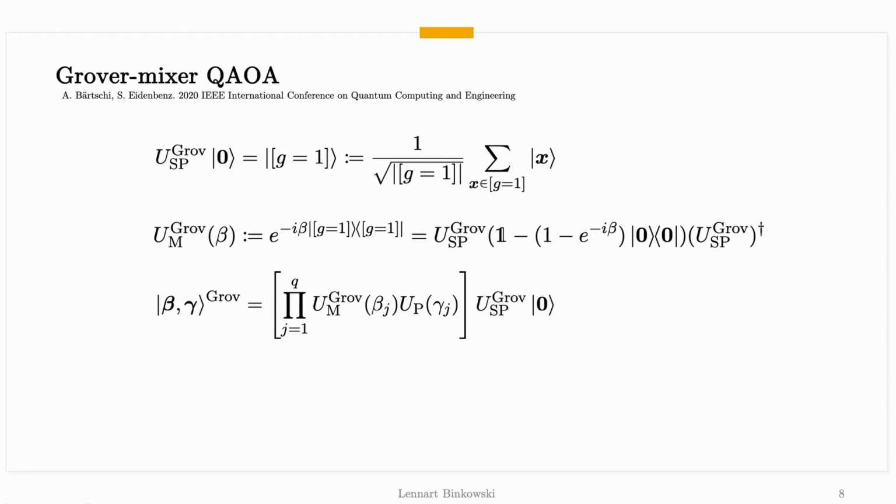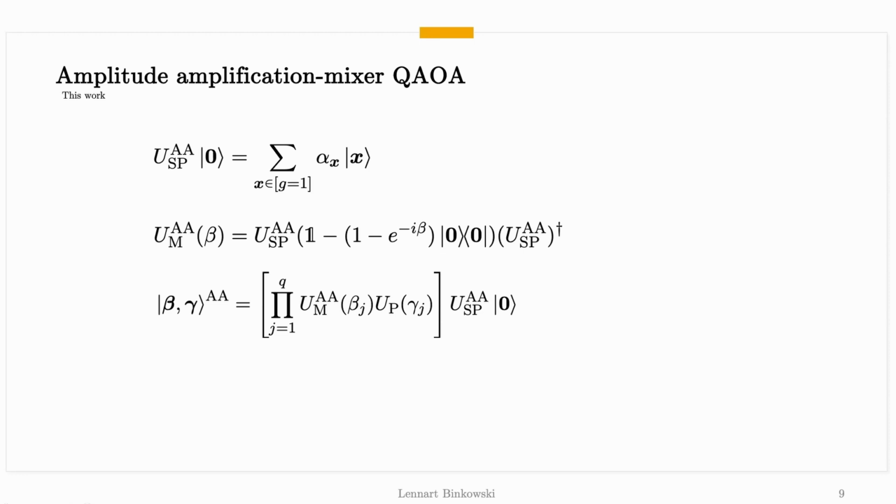And then the Grover mixer QAOA simply consists of first applying that state preparation circuit to the all zero state to get that uniform superposition of all feasible computational basis states, and then to apply the QAOA phase separator and mixer in the old fashion, simply by alternatingly applying the phase separator and the Grover mixer. So what we are now proposing in this work is to simply discard the necessity of having a uniform superposition.